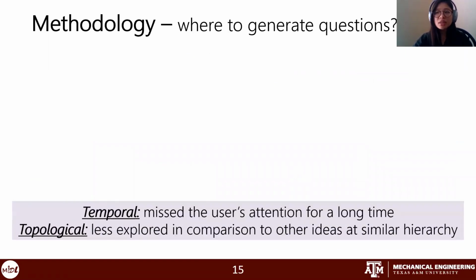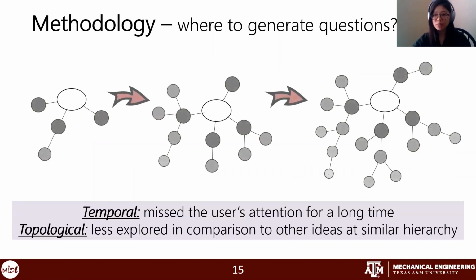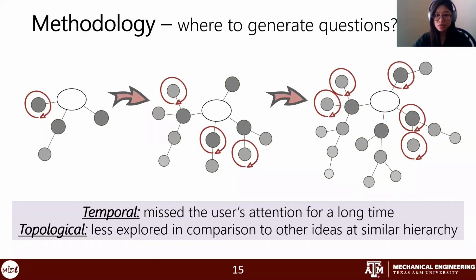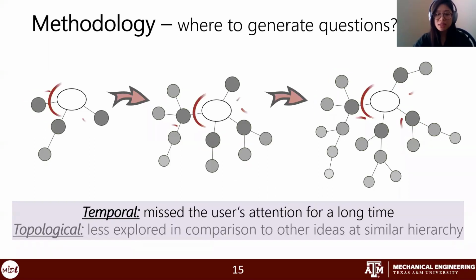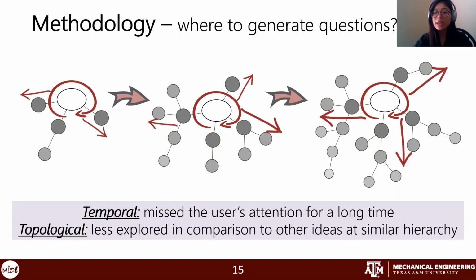We consider the temporal and topological evolution of a mind map to decide where to generate the questions. Suppose this is how a map evolves over time. So our idea is to generate questions at nodes that have either missed the user's attention for a long time, that is the temporal aspect, or that have been less explored in comparison to other ideas at similar hierarchy in the mind map, that is the topological aspect.